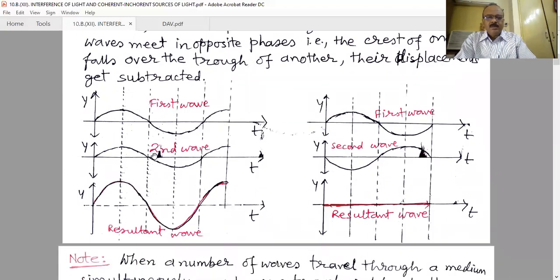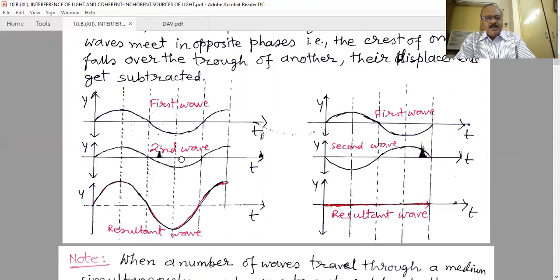Here in this figure, there are two waves, the first wave and the second wave. They meet at a particular place in the same phase. Same phase means at the same time the crest superimposes with the crest and the trough with the trough. Practically they are moving along the same line, in the same direction. But to draw it, we take separate places. They superimpose with each other in the same phase, crest with crest and trough with trough.